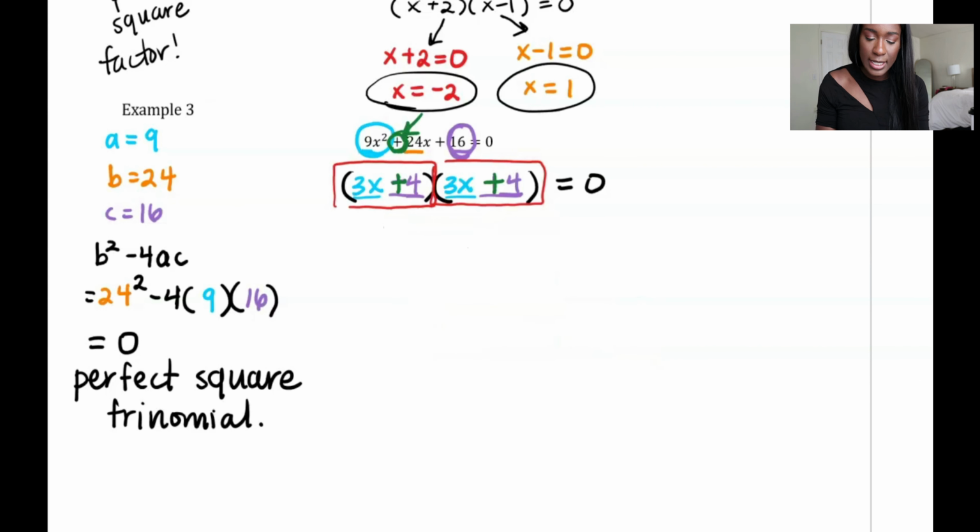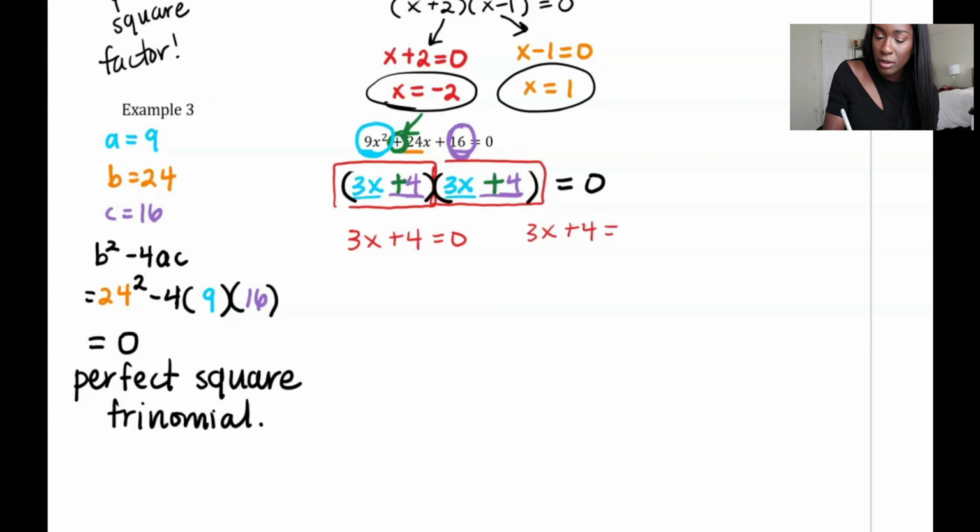I'm going to erase this. I don't have to set 3x plus 4 equal to 0 twice. You can. It's not wrong to. And I know sometimes people can be very methodical when they're doing math and it just makes them feel more comfortable to do the same thing we've been doing and set both factors equal to 0. Perfectly fine to do that, but just know you're going to get the same solution.